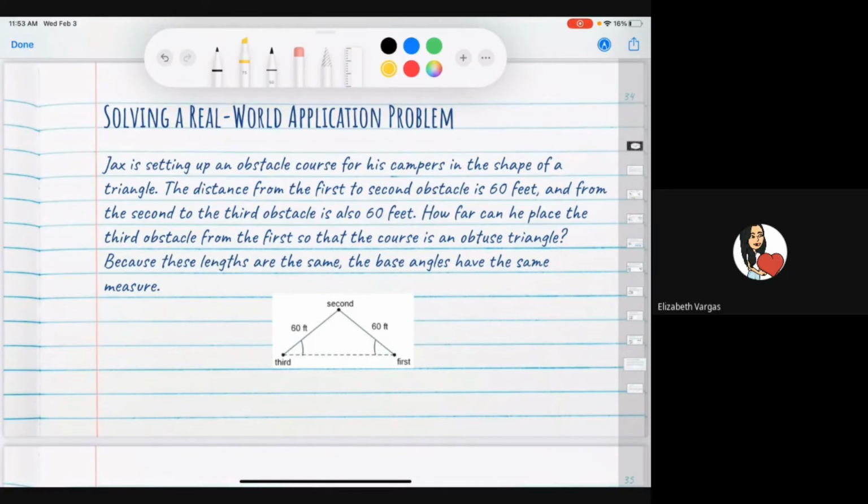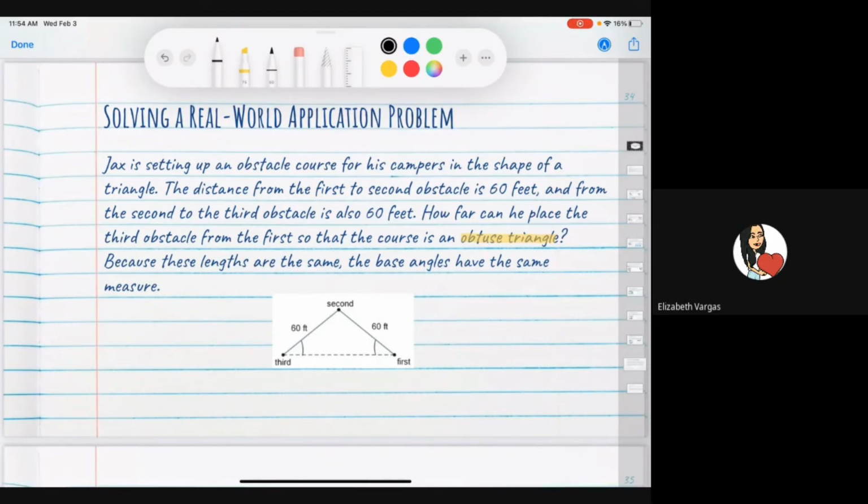This one says, Jax is setting up an obstacle course for his campers in the shape of a triangle. We have a triangle. The distance from the first to the second obstacle is 60 feet, and from the second to the third obstacle is 60 feet. So that's what's mapped here. How far can he place the third obstacle from the first so that the course is an obtuse angle? So we want to make sure that this is an obtuse angle. Okay?